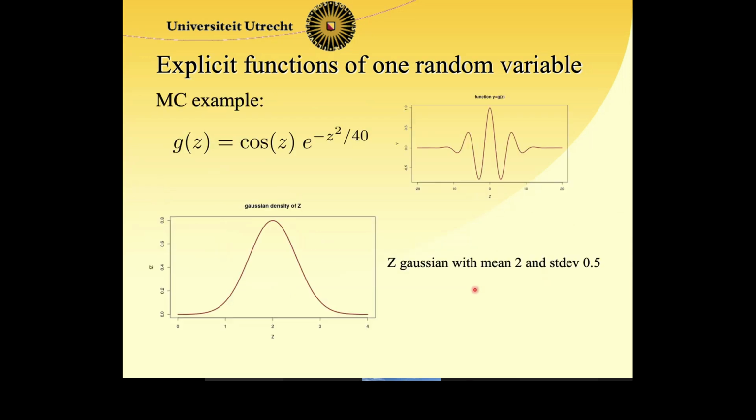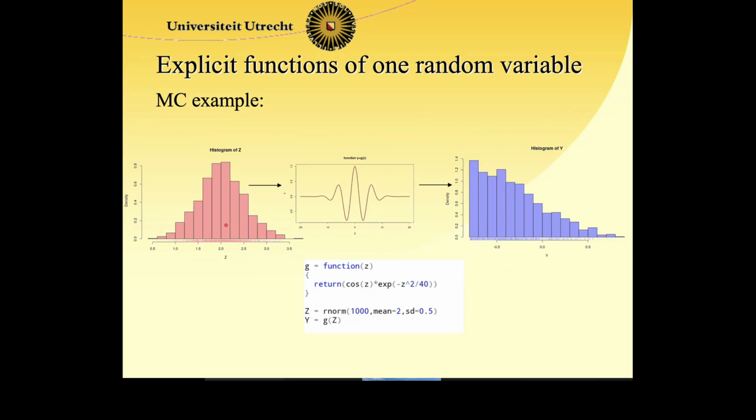So for instance, if you want to do this in R, we have some heavily nonlinear function. You can see it's non-monotonous. It has a very weird form. And then you have, for instance, we assume a Gaussian density. We can generate using R.